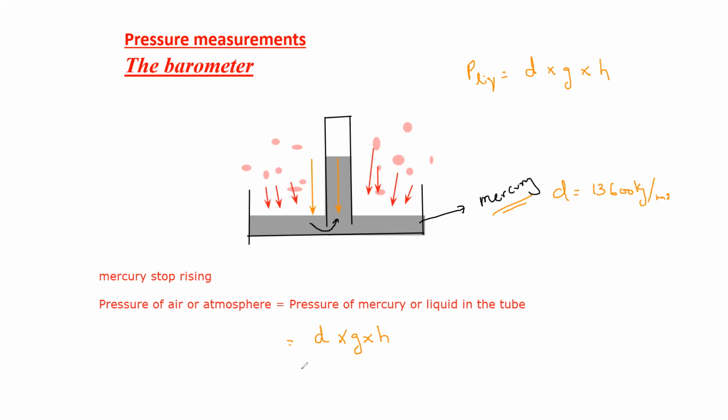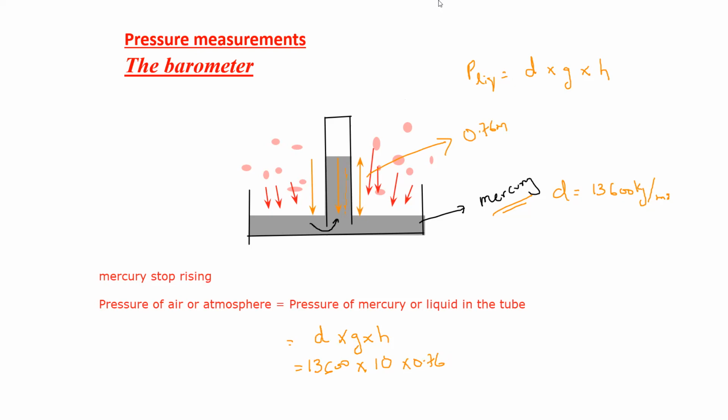What is the density of the mercury? Density of the mercury is 13,600, multiplied by gravity. How much is gravity? That is 10. And what about the height? What height will we take? The depth of the liquid from the surface in the container to the top in the tube. This height we will take. For example, if this height is 0.76 meter, we will multiply by 0.76. It can be any number; I'm just taking random values.